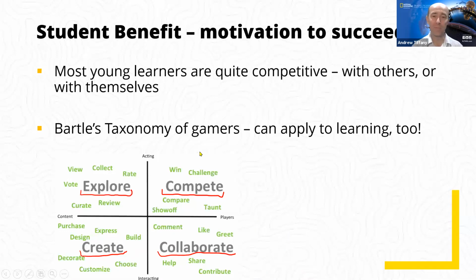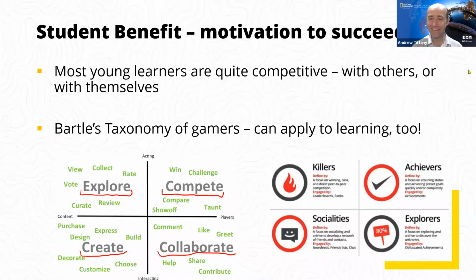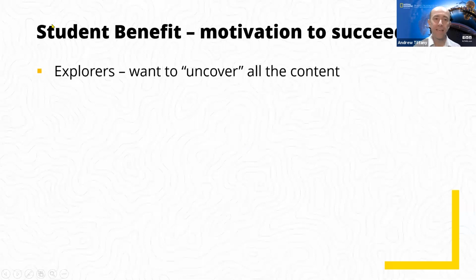Here are some words that are a little bit more harsh. Killers, okay? Achievers, explorers, and socialites, right? These words are a little bit more pointed, right? I think you can figure out which ones go with which across the two groups here. But yeah, each of these people does the game in a different way. So if I've got things going on in my class and I'm thinking about these four types, then if I look at the explorers, they're the ones who want to uncover all of the content. They want to find out all of the different options and what can happen with everything, right?